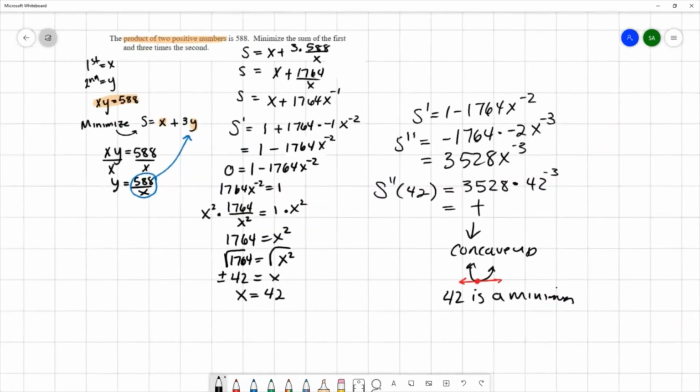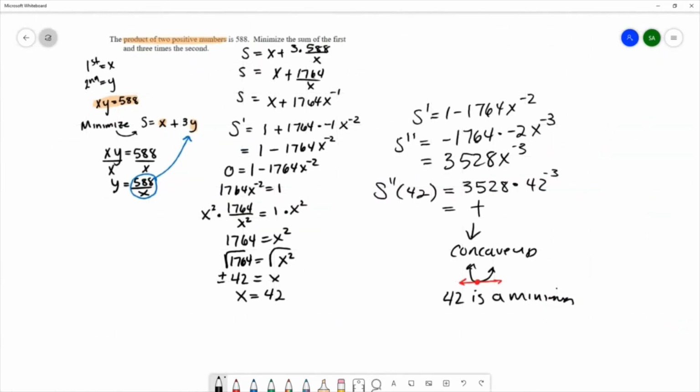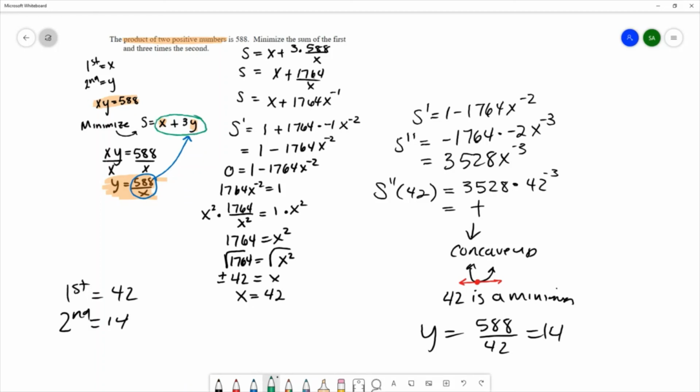So we want to find the other number as well. And over here we have that y is equal to 588 over x. So 588 divided by 42 gives us 14. So our two numbers, the first number is 42 and the second number is 14. These numbers produce a minimum value for the expression x plus 3y.